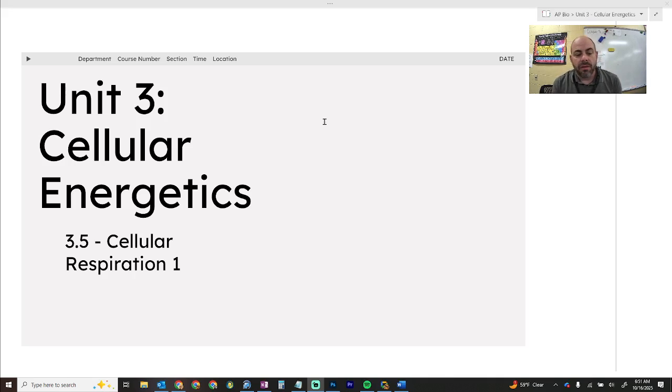We're going to be dividing 3.5 Cellular Respiration into two parts because it's a lot. It's a lot of things, and we want to make sure that we get all the things and do them correctly. In this video, we're going to have an overview of all of the processes. And in the next video, we're going to be looking specifically at the electron transport chain and some of the specificities and things associated with that.